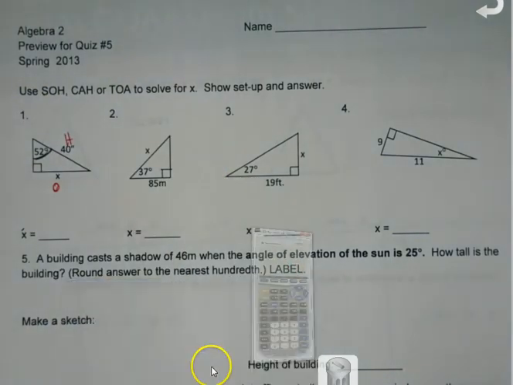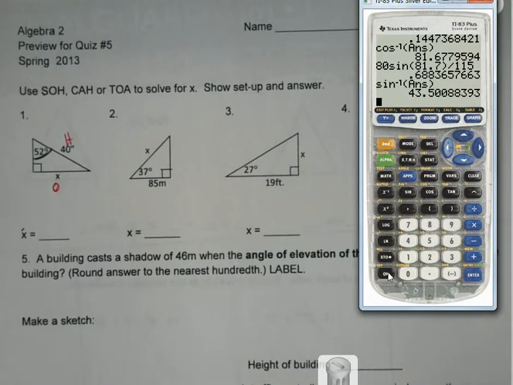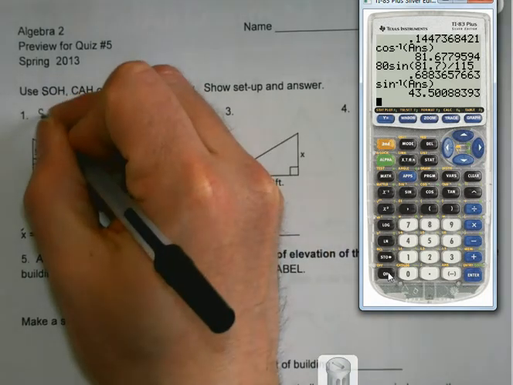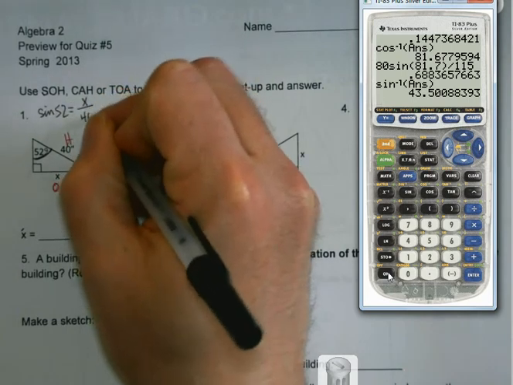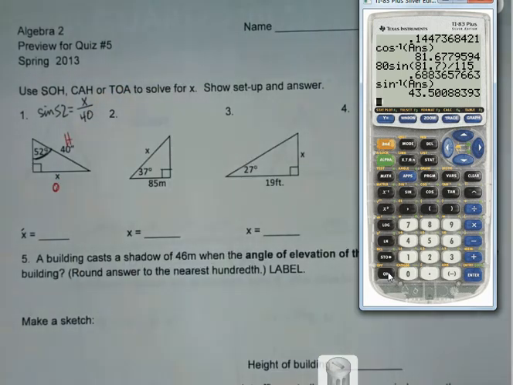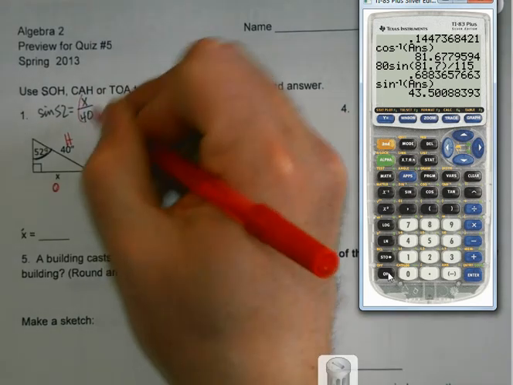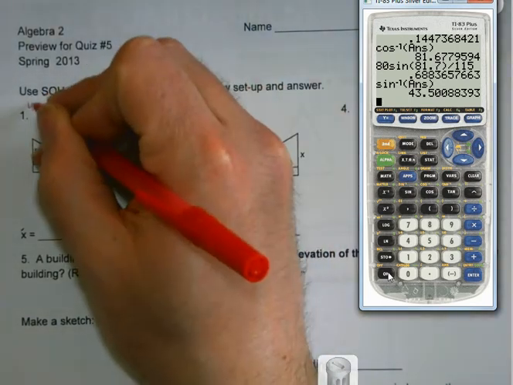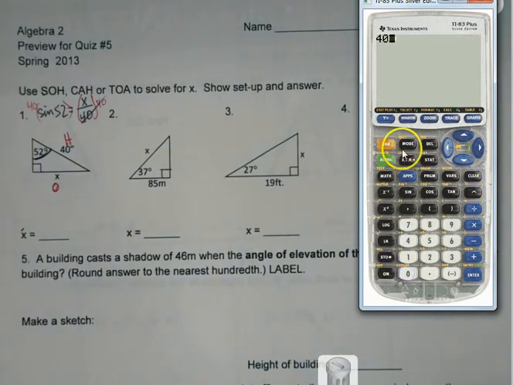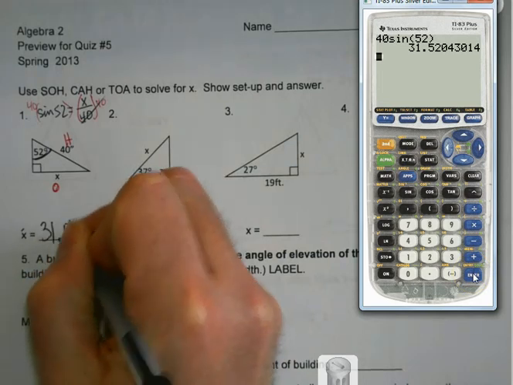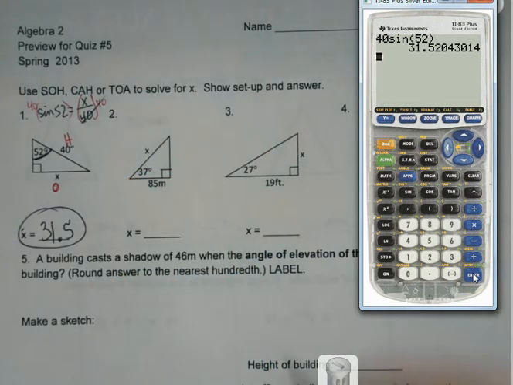So when I go to type this into the calculator, I know I've got the sine of 52 equals opposite over hypotenuse, and I'm trying to solve. What am I going to have to do to both sides? I'm going to have to multiply both sides by 40. So I want 40, make sure I'm in the right mode, yes, I'm in degree, okay, times the sine of 52. And again, we're basically just going to go to the nearest tenth like we have been all along. Get my x value. Move on to the next one.